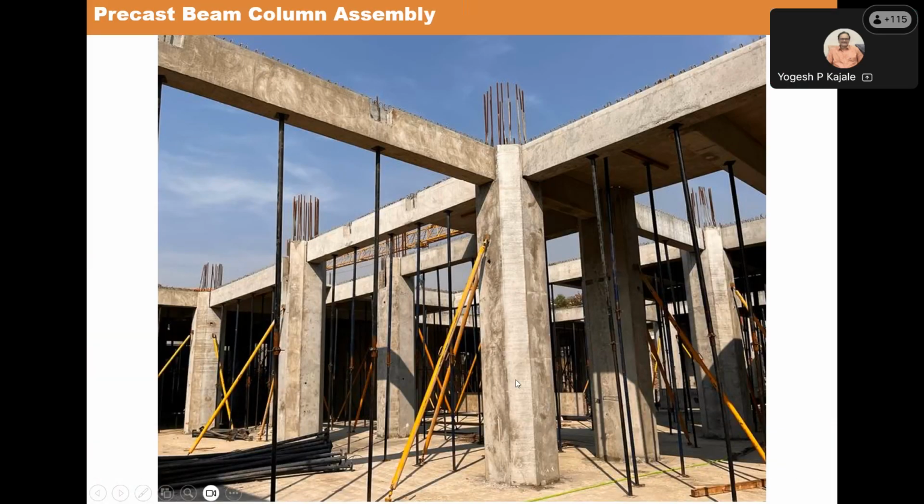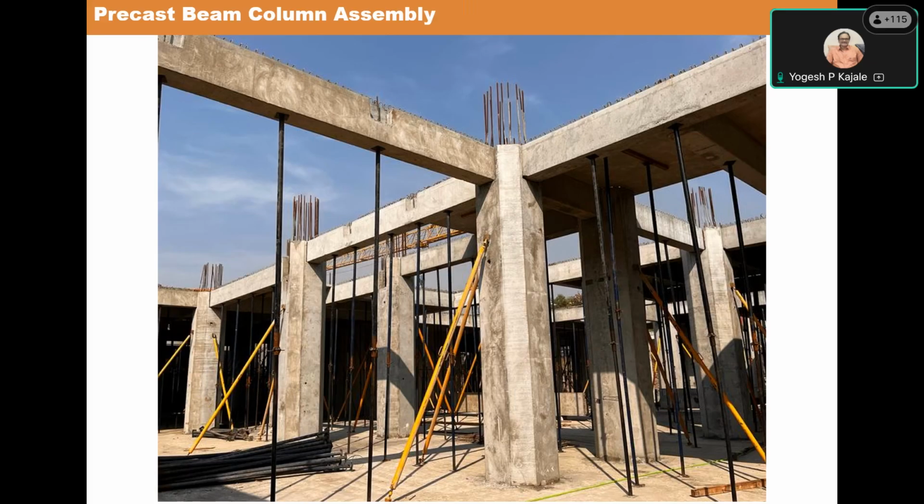Then the columns. The grid is 8.5 meter by 8 meter, the building being a commercial building. The column spacing is 8.5 meter by 8 meter. The shape of the column is octagonal, and because we require a bigger size of column, again these columns are manufactured as hollow, and after placement of beams, the central core gets concreted with the in situ concrete along with the screed and the beam top.